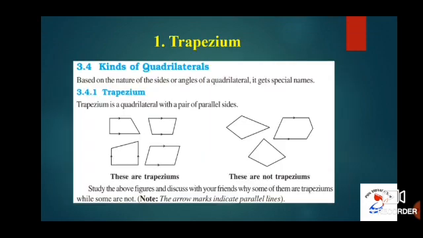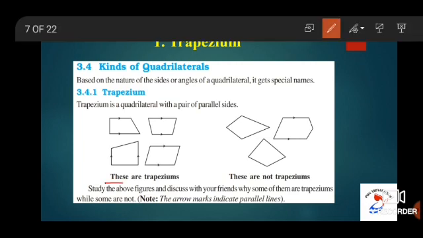Now we will first discuss trapezium. We have just seen the important properties. Now we will see the different types of quadrilateral. First, it is trapezium. So trapezium is a quadrilateral with a pair of parallel sides. So any one pair will have parallel sides. Look at the figure. These figures are examples for trapezium. All these are examples for trapezium, whereas these are not trapeziums.